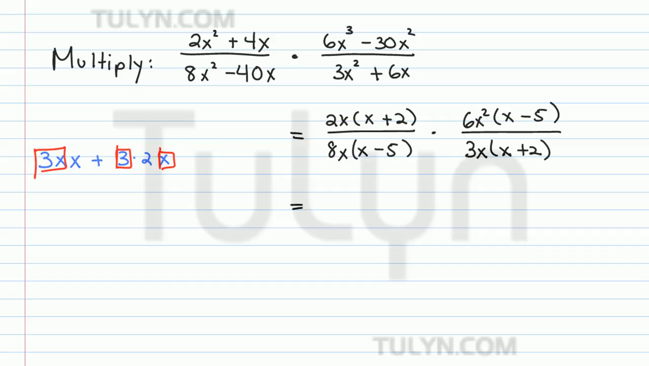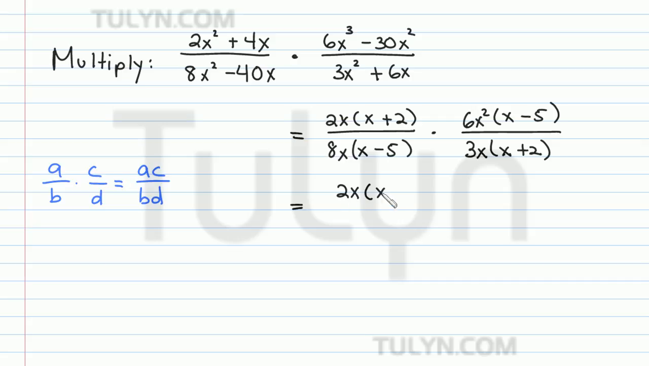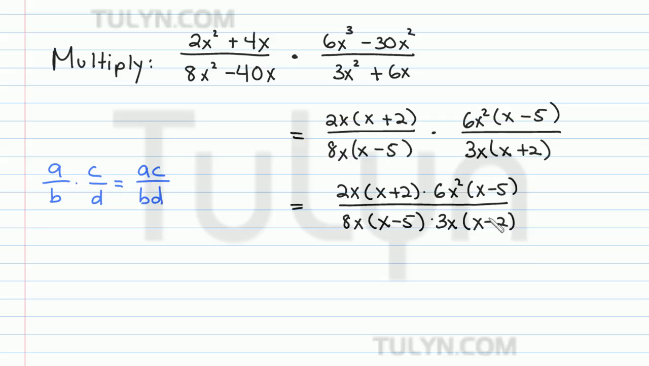So now we're ready to combine them, and the rule I want to use to combine them is the general rule for combining rational expressions, which states that if you have a rational expression multiplied by another rational expression, the result's going to be the product of the numerators over the product of the denominators. So let's just combine these. So we get 2x, x plus 2, times 6x squared, times x minus 5. And then in the denominator we get 8x times x minus 5 times 3x times x plus 2.